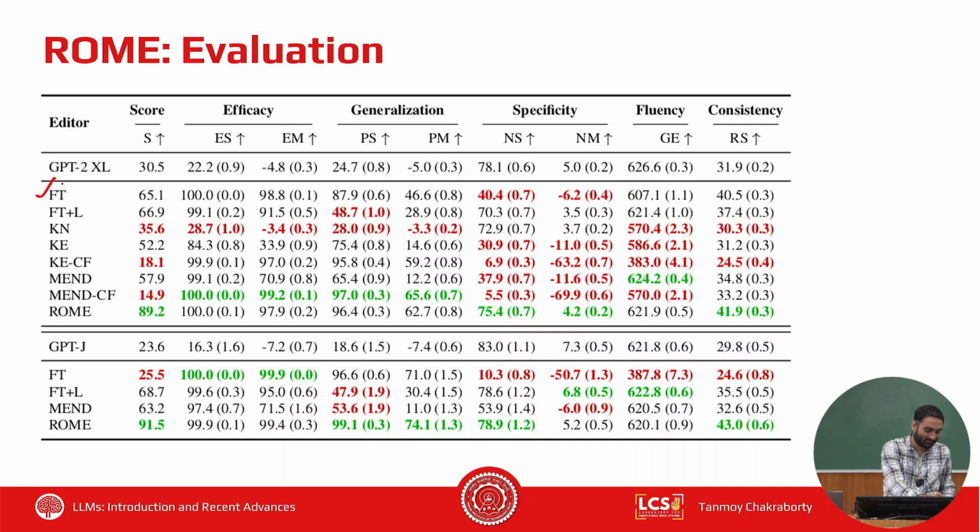You see full fine tuning. What is KE? KE is the knowledge edit that we discussed. Then MEND is another paper, ROME. And they perform this with GPT-2 XL and GPT-J with different accuracy measures. These accuracy measures are essentially a combination of specialization, generalization, localization that we discussed earlier. They also measure the fluency and consistency of the output, whether the output is grammatically consistent and fluent or not. That's all about ROME. Okay, thank you.